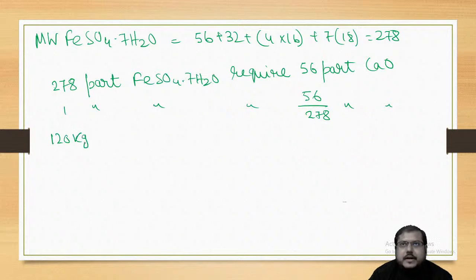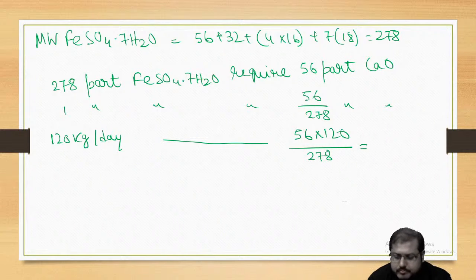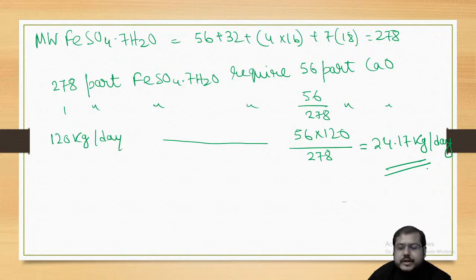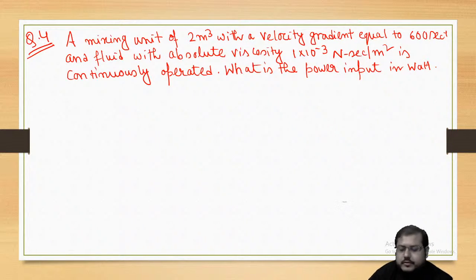So 120 kg per day required. Directly it will be 24.17 kg per day. That is the final answer. Okay. Hope you understand this type. Now go for question number 4.